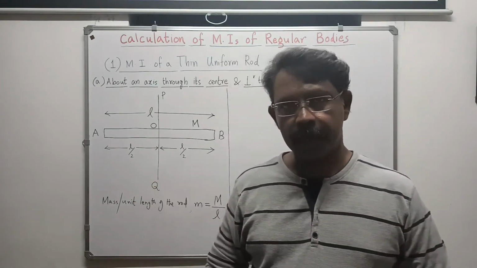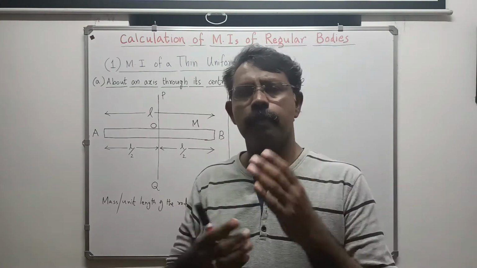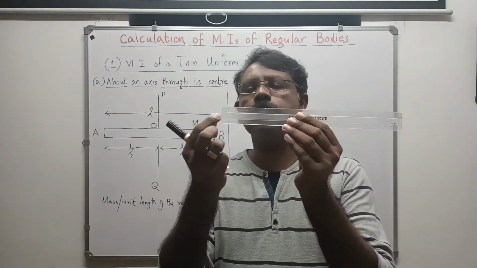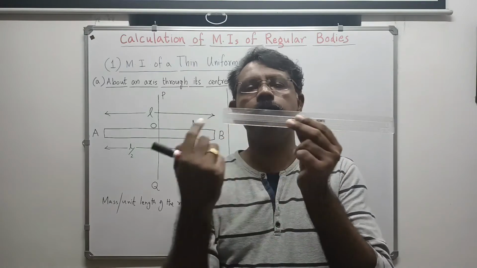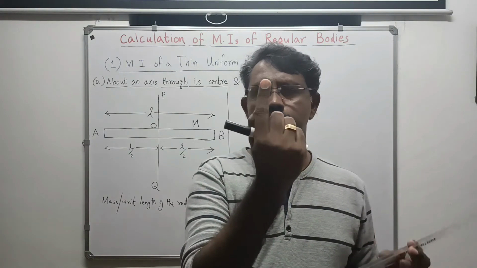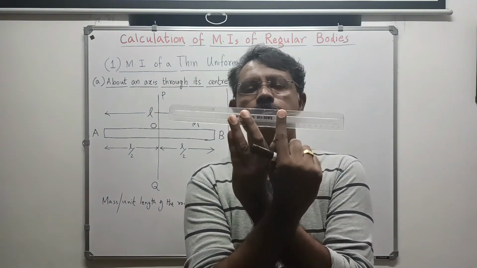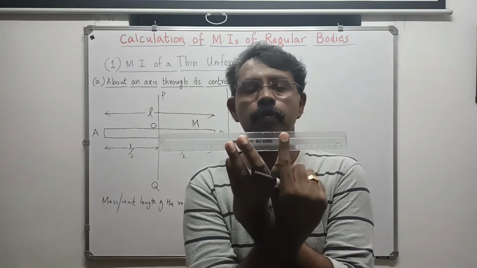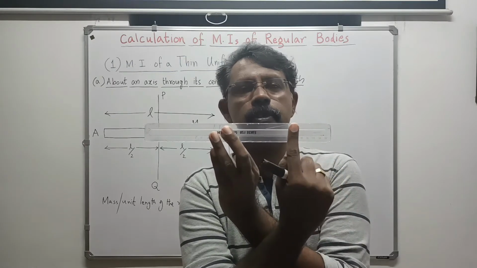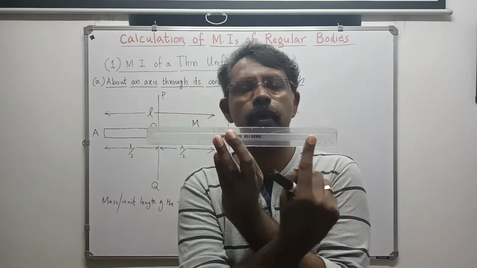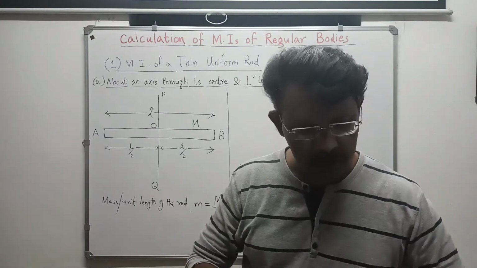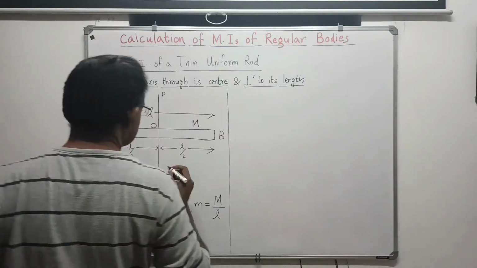For all these cases, the next step is to consider a very small element. We know that this scale is made up of very small elements from here to here. So I will consider a very small element here, like my finger. This is a small element. This scale is made up of all such elements: this element plus this element plus this element, continuing from this end to this end to make the entire scale. Then the second step is we are considering a small element of length.